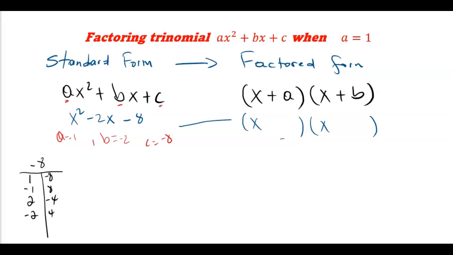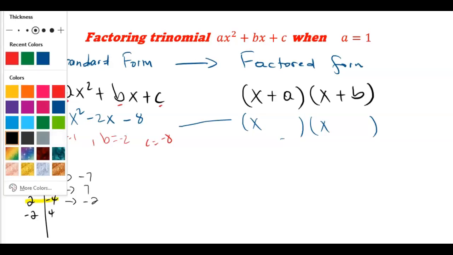So 1 minus 8 is equal to -7. -1 plus 8 is equal to +7. So that's not it. 2 minus 4 is equal to -2. So that's our number. We need -2, and we got it. So that means the numbers right here are 2 and -4.